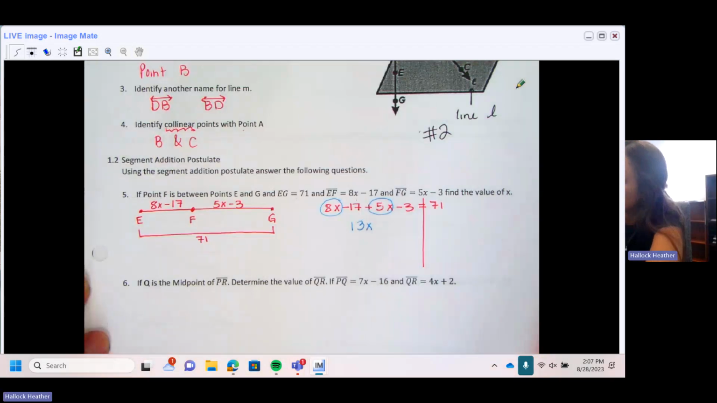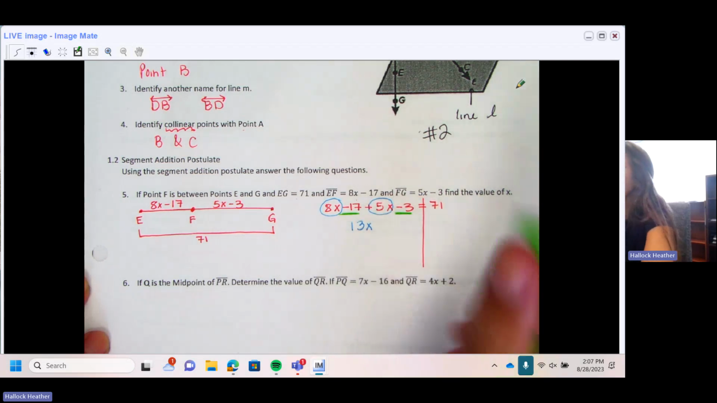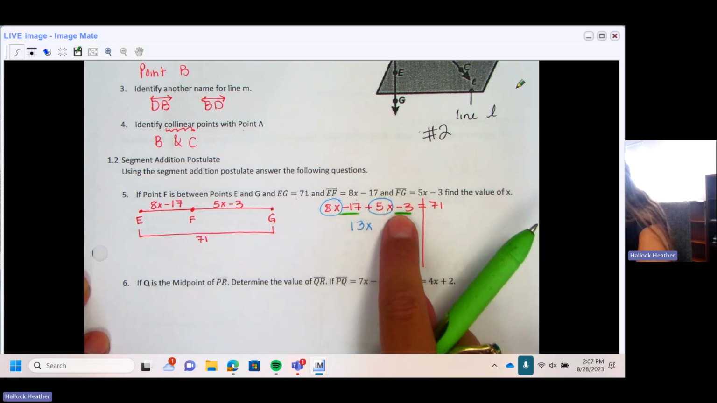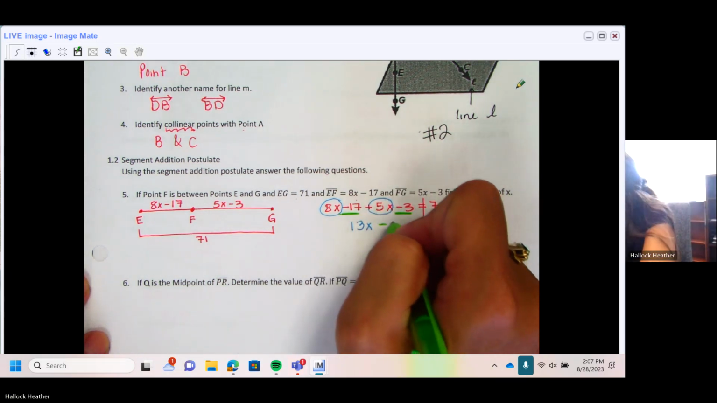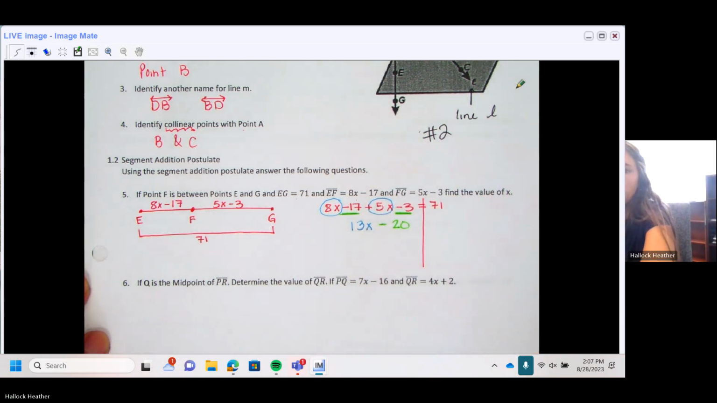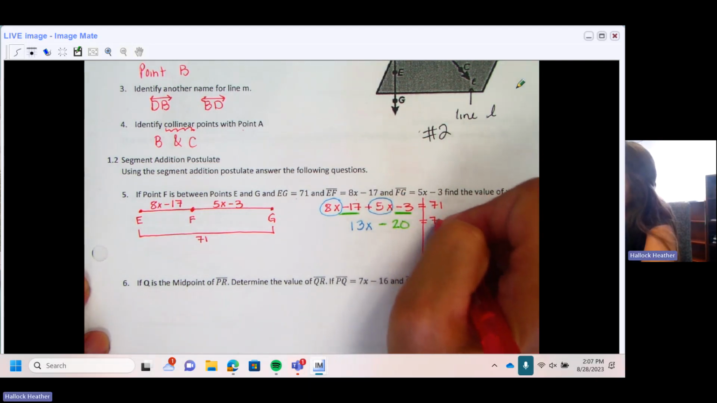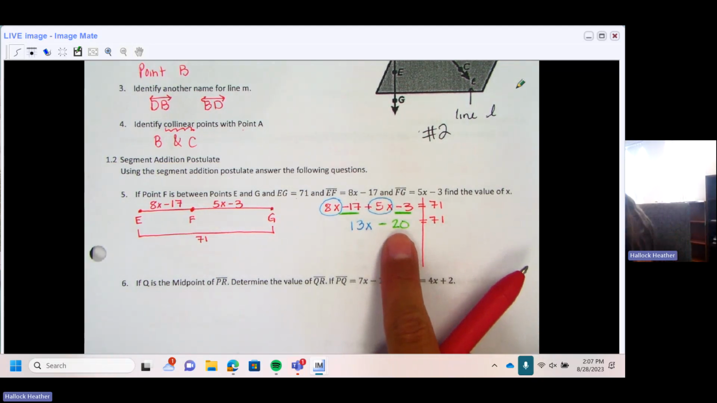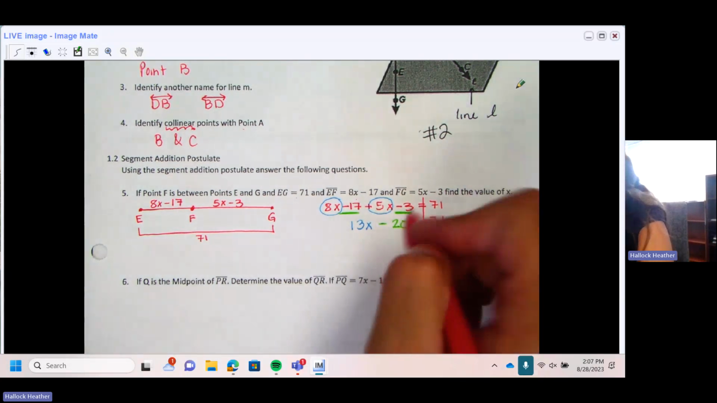If I look at negative 17, which is just a number, and negative 3, they're on the same side. I'm going to combine like terms. Negative 17 plus negative 3 is negative 20. And now I'm going to bring down equals 71. And now I'm going to move the number over to the 71. The number that's by itself is called a constant. It says minus 20, so I'm going to add 20 to both sides.